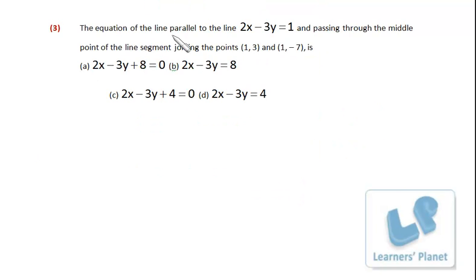Now, the equation of the line parallel to this line and passing through the midpoint of the line segment joining this and this point. Precisely, it is (1, 3) and (1, -7), and the required line is passing through the midpoint. So first of all, we can find the coordinates of the midpoint. The coordinates of the midpoint are (x1 + x2)/2 and (y1 + y2)/2.